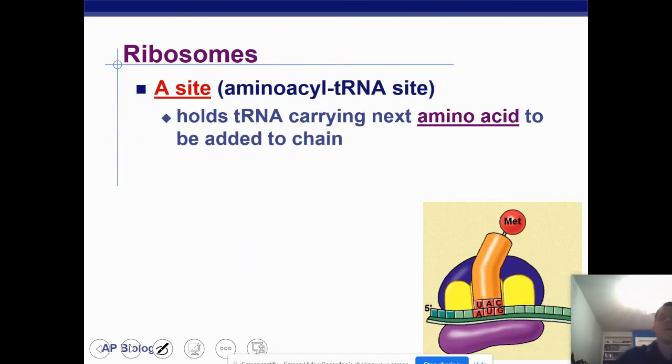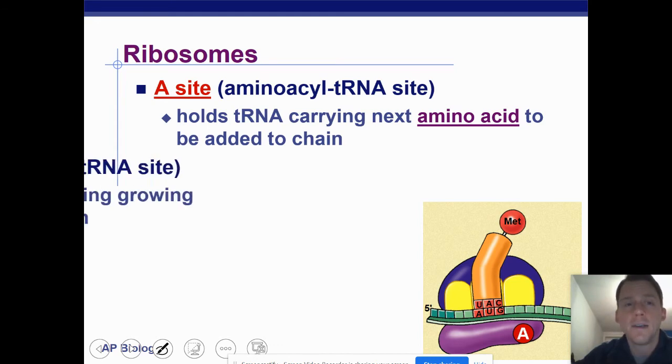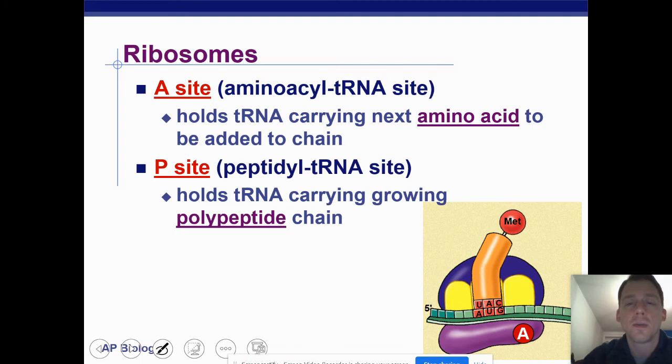All right, ribosomes have 3 sites for tRNA. So there is the A site. This is the entry site, like the first letter of the alphabet. This is where everything goes in. So this holds tRNA that is just entering the ribosome, and it's carrying an amino acid. So it's the aminoacyl tRNA site.